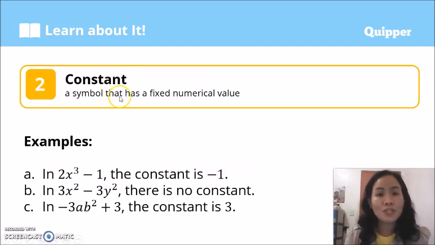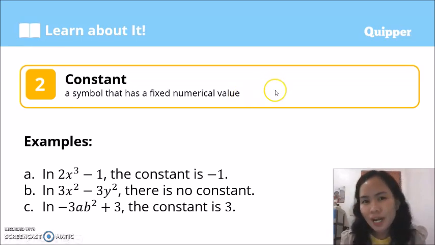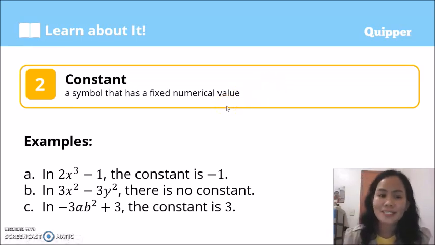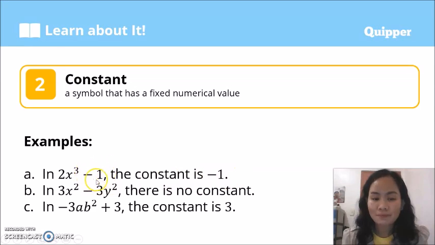Okay? So, ano ba yung constant? A constant is a symbol that has a fixed numerical value. So, when we say fixed, hindi nag-change yung value ng symbol na yan. So, usually, yung mga numbers, 1, 2, 3, 4, 5, we consider them as constants. So, in example A, 2x cubed minus 1, the constant is negative 1. Okay? Kasi, hindi mag-change yung value ng negative 1 dito. Okay, so, that's a constant.